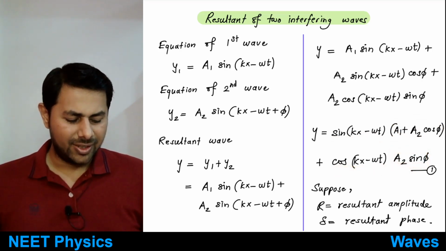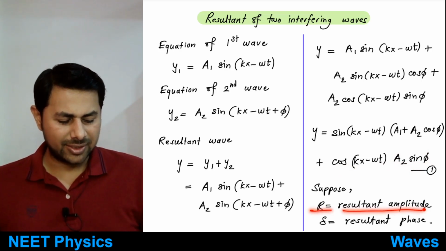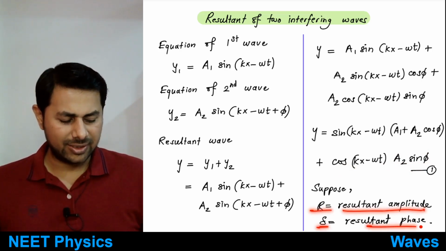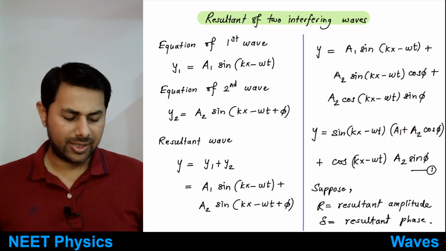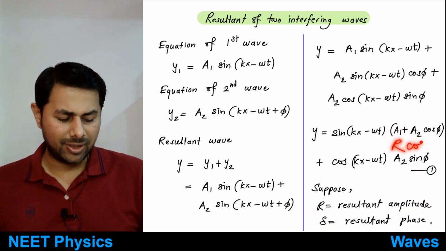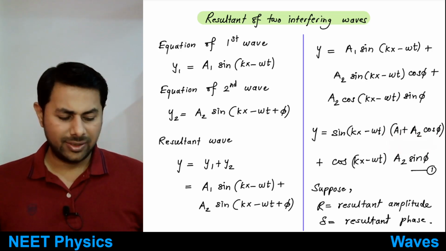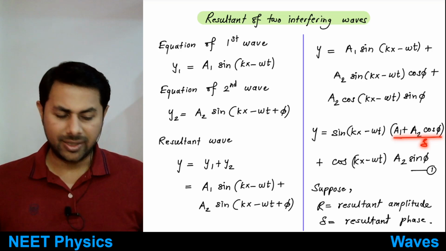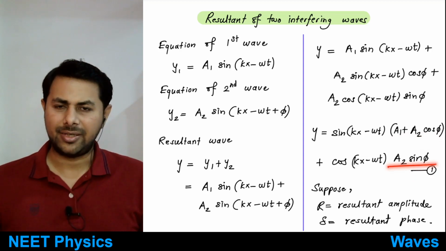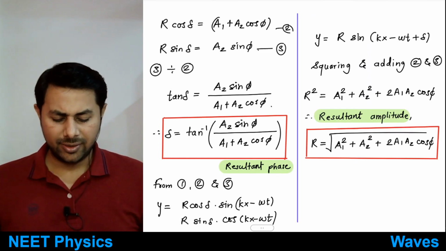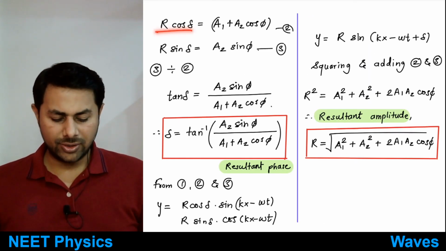Let's suppose R is the resultant amplitude and delta is the resultant phase. So how do we write this? We write this as R multiplied by cos of delta, and this other term as R multiplied by sine of delta. So we substitute R cos delta.